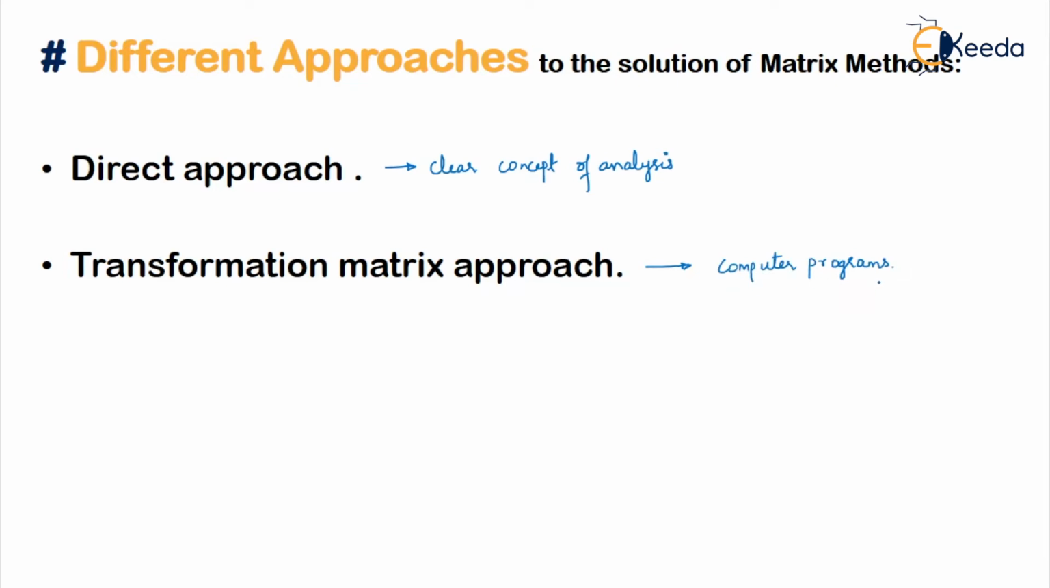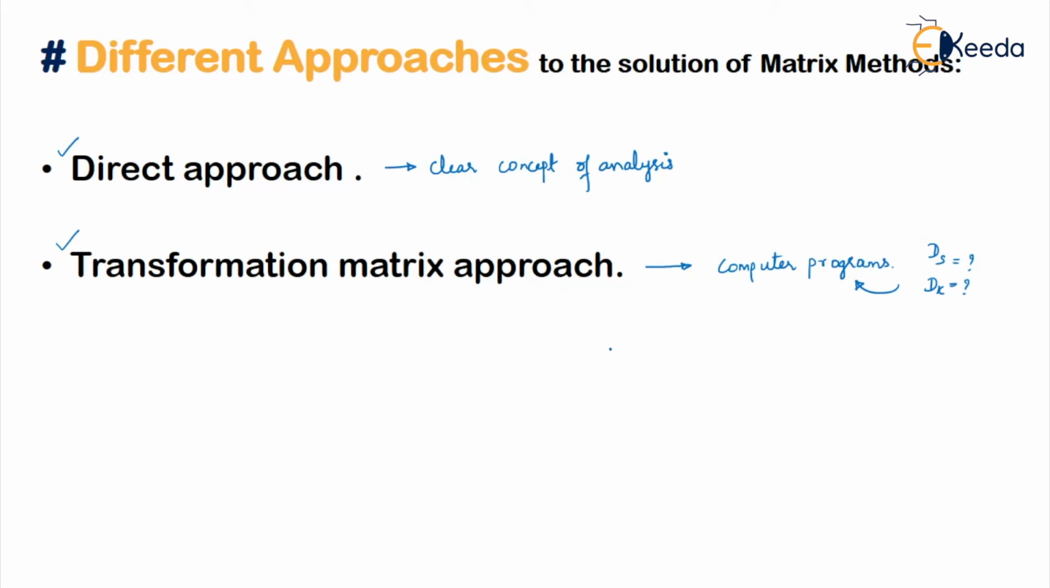The advantage of computer programs is that whatever the degree of static indeterminacy or kinematic indeterminacy of a structure, we will be able to solve it, because manually it is going to take a huge amount of time. So in that case, we need to go for the transformation matrix approach. Matrix approaches can be done in two ways. One is the direct approach, wherein you do step-by-step concepts of analysis, whereas in the transformation matrix approach we use computerized techniques, so that problem solving becomes easier, less time consuming, and for any degree of static or kinematic indeterminacy we will be able to analyze a structure.